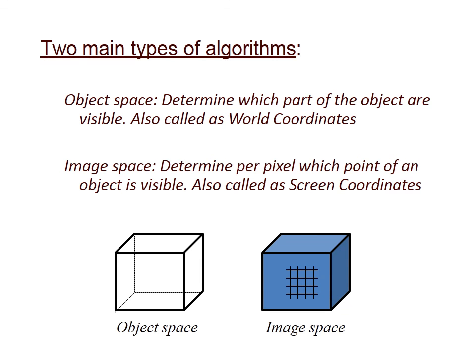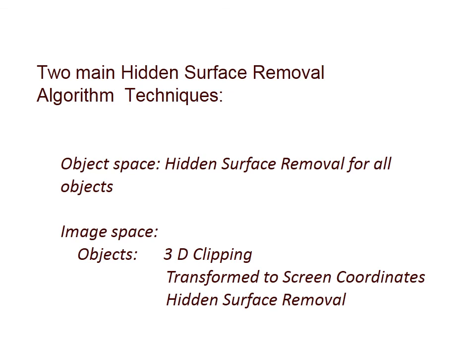So we have two main types of algorithm. Object space determines which parts of objects are visible, also called world coordinates. Image space determines per pixel which point of an object is visible, also called screen coordinates. Two main hidden surface removal techniques can be described: object space hidden surface removal for all objects, and image space, with 3D clipping, transform to screen coordinates, hidden surface removal, and so on.